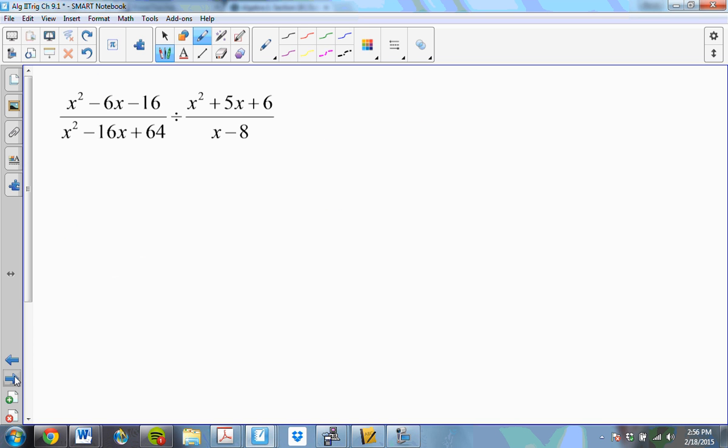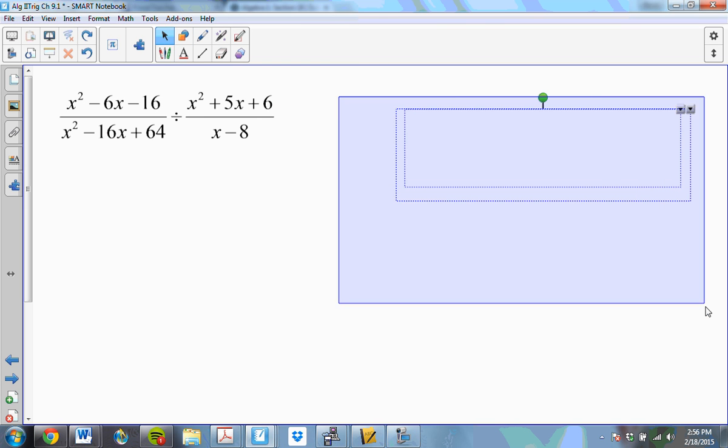Okay, division. Hopefully you remember that division of a fraction is really multiplication by the reciprocal.